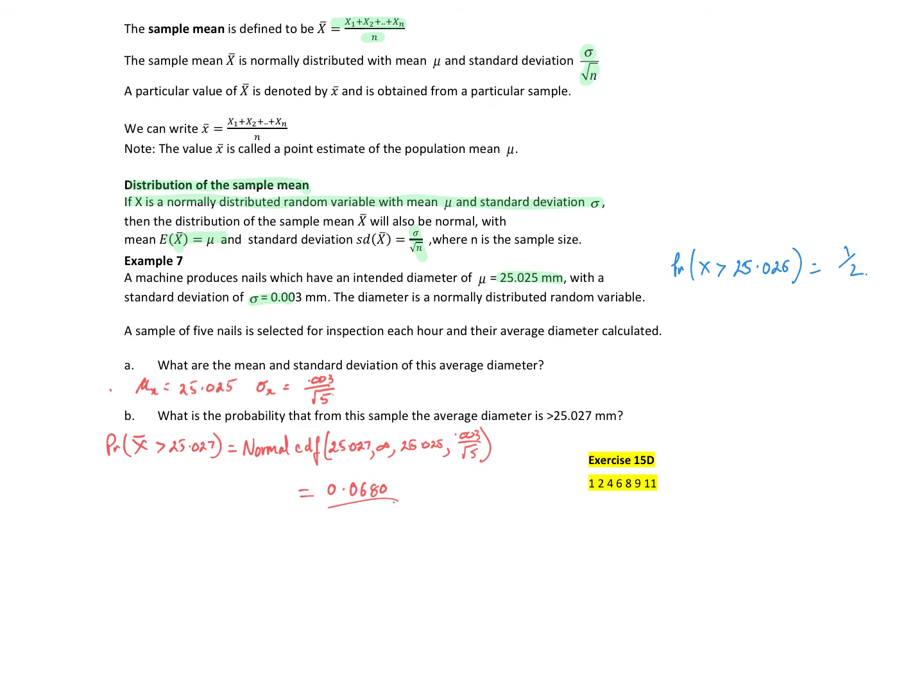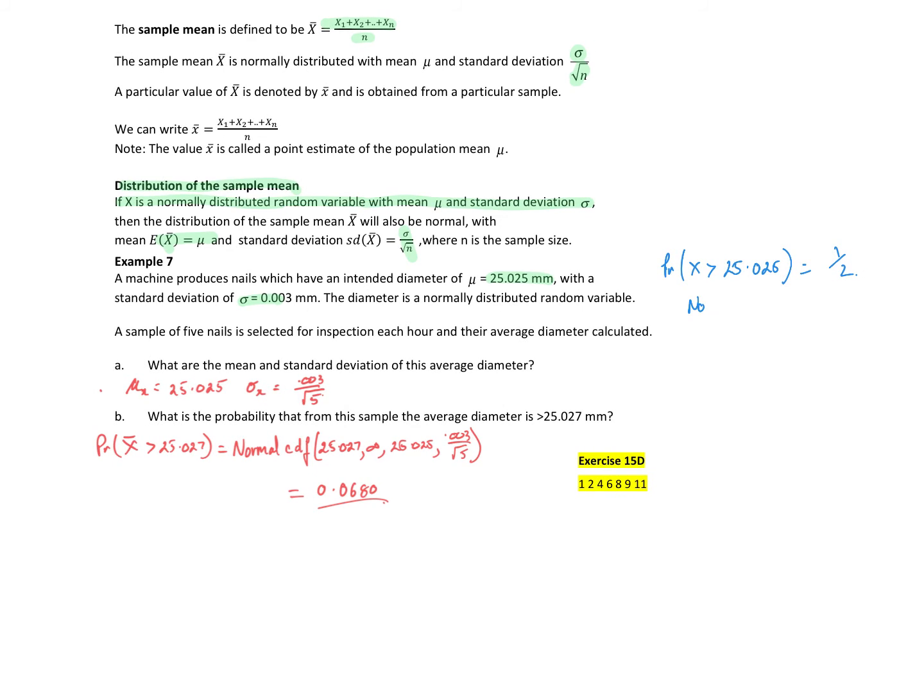So I would say that it was normal CDF, from 25.025 to infinity, with mean 25.025 and the standard deviation 0.003. All right, so that's just for one observation.